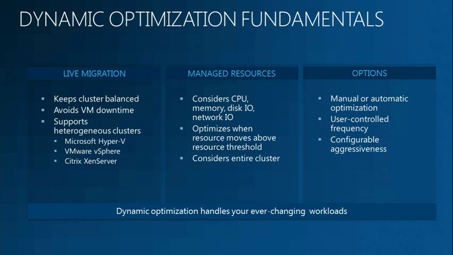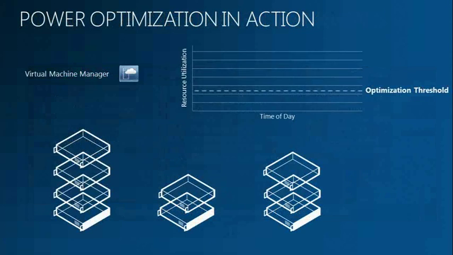So we do a couple of things here. We keep the cluster balanced. We're going to do it via live migration, so we avoid any type of downtime to those applications. We're going to look at all your different resources: CPU, disk, network, and memory, and determine what your star rating is, and whether we can move it around and gain any benefits by doing that. And you can decide whether it's manual or automatic. You can decide how often it happens, and you can decide how aggressive you're going to be in that.